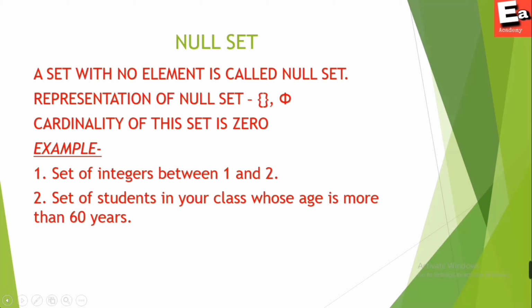Till now we have learned that a finite set means a countable number of elements, an infinite set means an uncountable number of elements, a singleton set means one element, and a null set means no element.